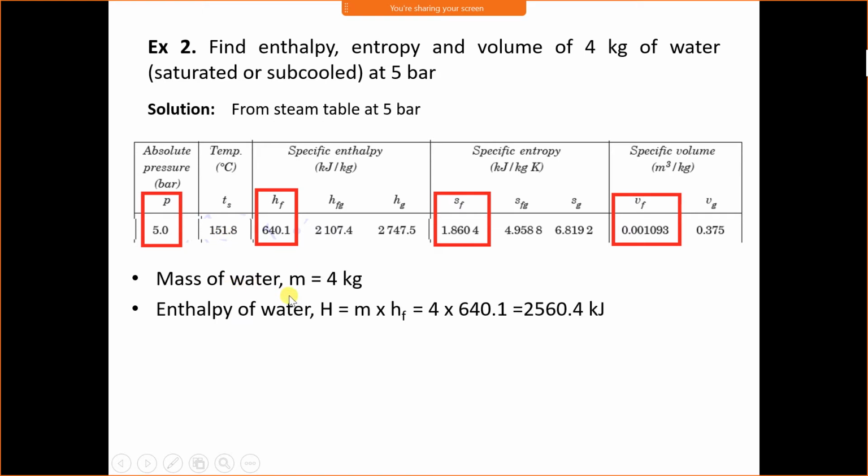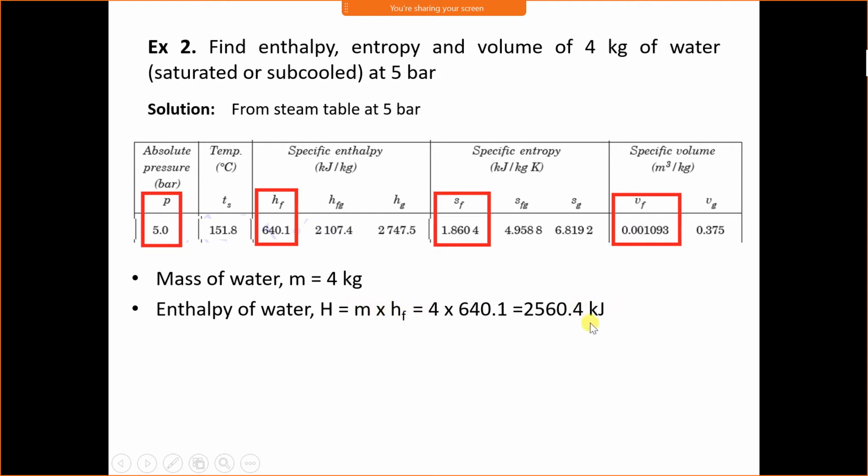Mass of water is given as 4 kg. Enthalpy of water, that is total H, capital H. Total enthalpy is equal to M into hf. Since it is water, we will take hf for enthalpy, sf for entropy and vf for volume. And for total, we will multiply by M. Mass is 4 kg. hf is 640.1 and it comes to 2560.4 kilojoule. The unit of enthalpy is kilojoule per kg, the unit of mass is kg, kg will get cancelled and the unit will be kilojoule.